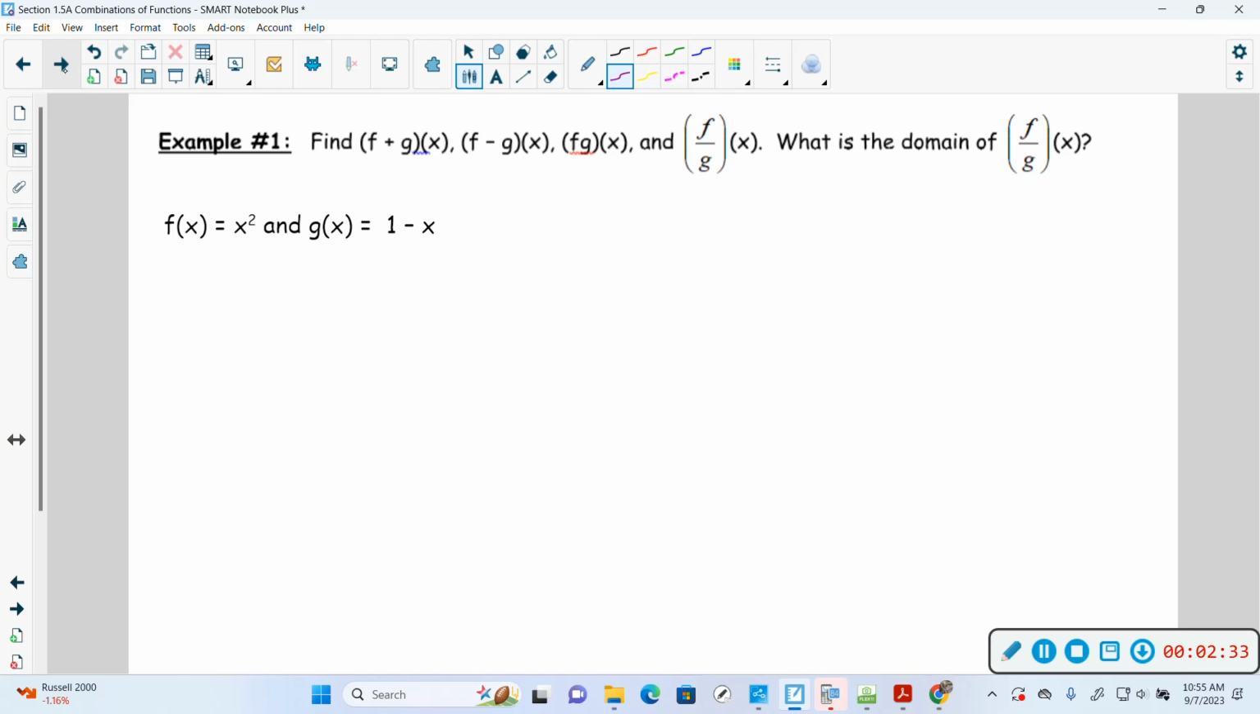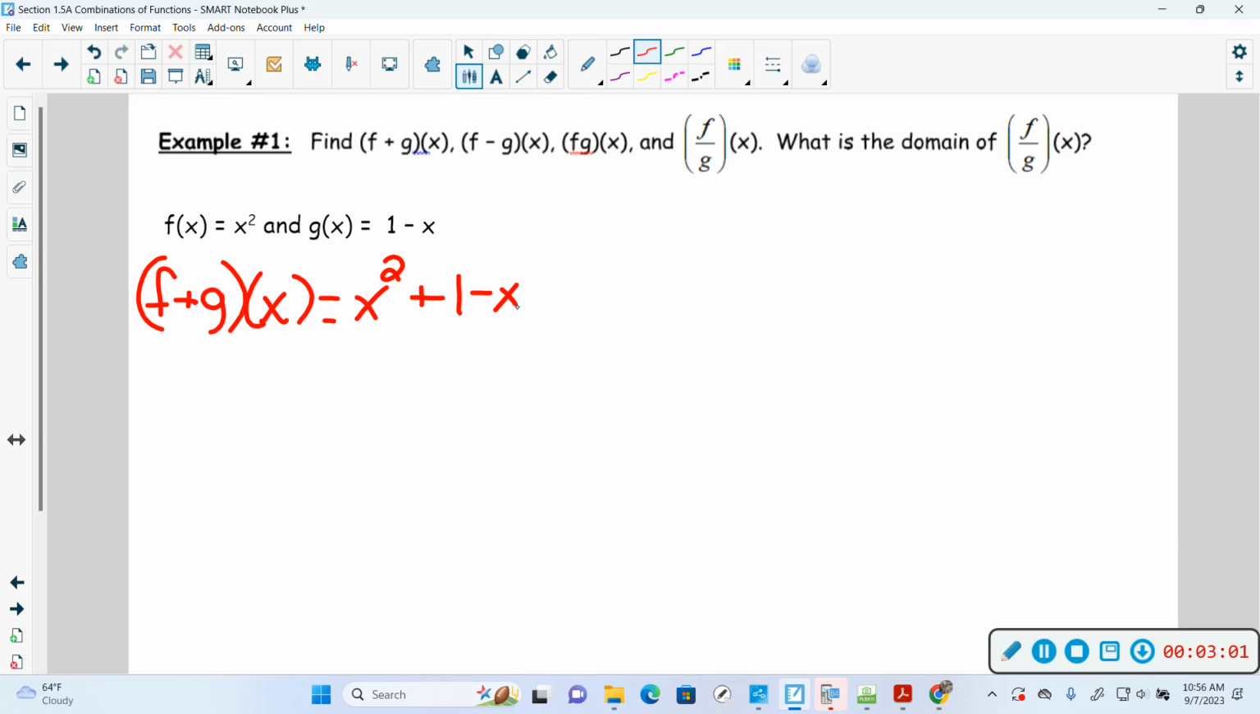Okay, so this is easy, I promise. It's just time consuming. Because we have to do plus, minus, product, quotient. We have to do them all. All right. So here we go. F plus G. So we are literally adding our two functions together. I'm going to add x squared to 1 minus x. Now, are there any like terms to put together? No. You could leave it.